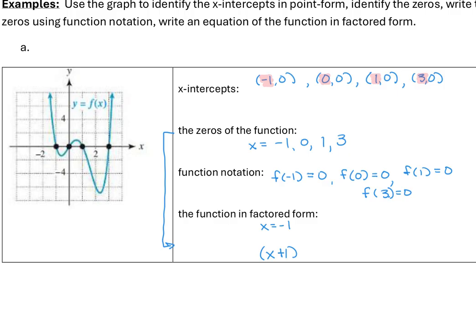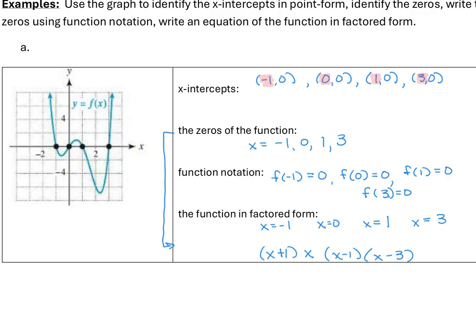All right, we have x equals 0. Well, okay, that's just x. We have x equals 1. That becomes x minus 1. And when we have x equals 3, that becomes x minus 3. So again, when we move each one of these numbers over with the variable, we do have to add it if it's negative, subtract it if it's positive, and then we get this.